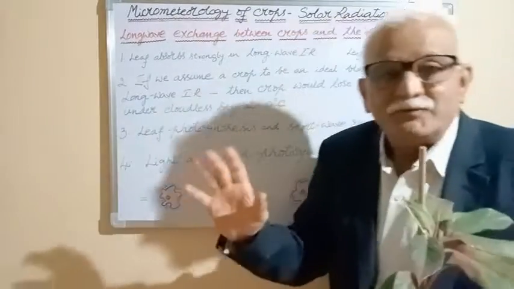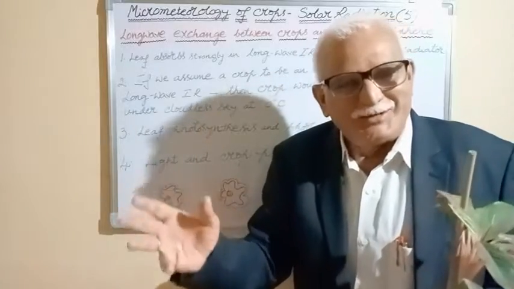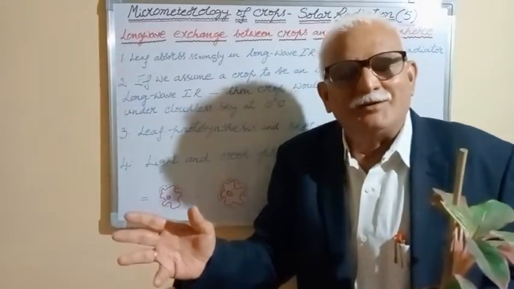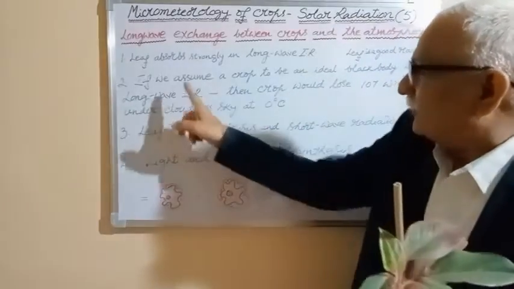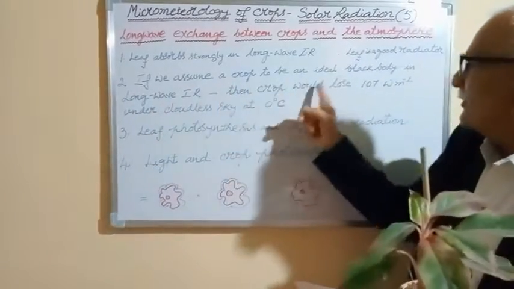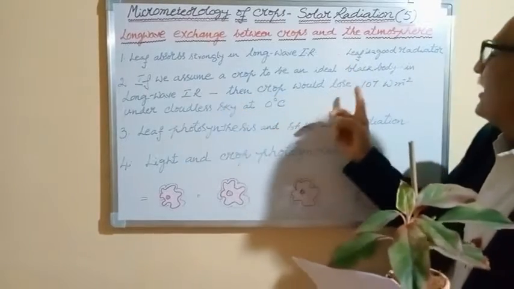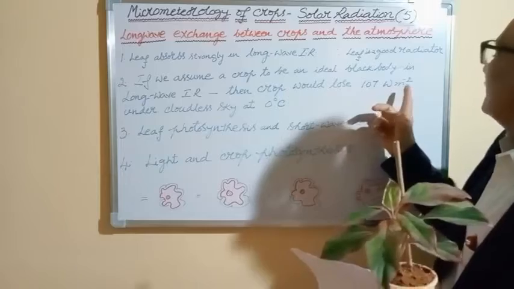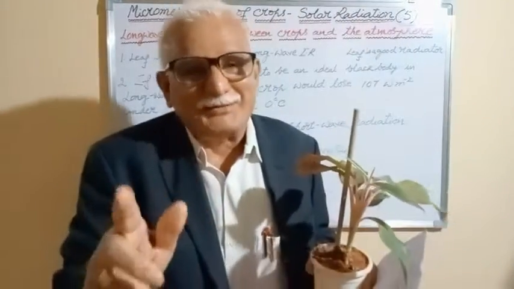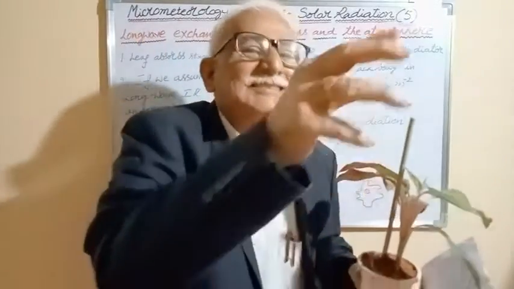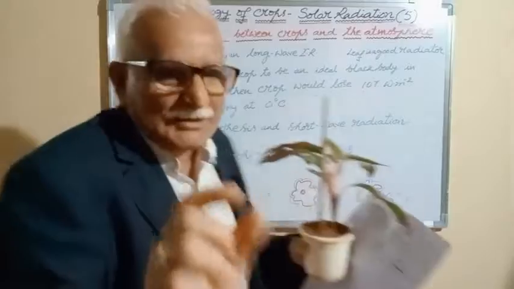Now here, as far as the works of Professor J.L. Monteith in University of Nottingham, Sutton Bonington, there is a wonderful finding. If we assume a crop to be an ideal black body in long wave infrared radiation, then the crop would lose 107 watts per meter square on a cloudless sky day at 0 degrees centigrade. At 0 degrees centigrade. This was the finding.